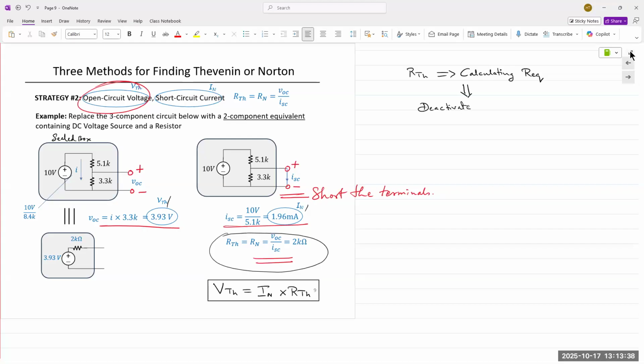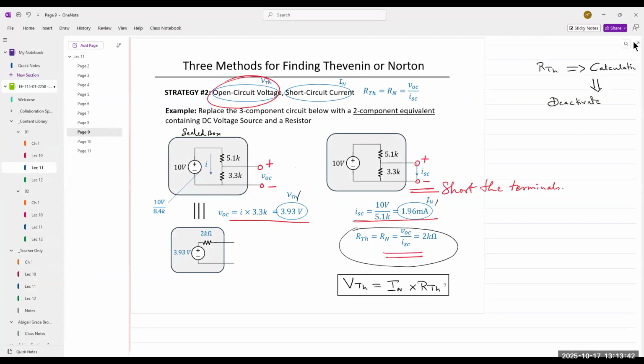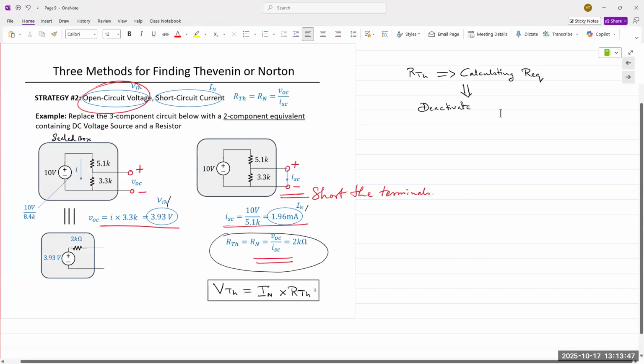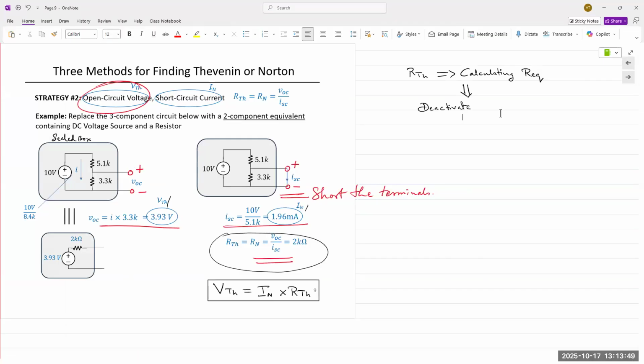Make sure I'm on the right one. Yep. Yeah. Which one?